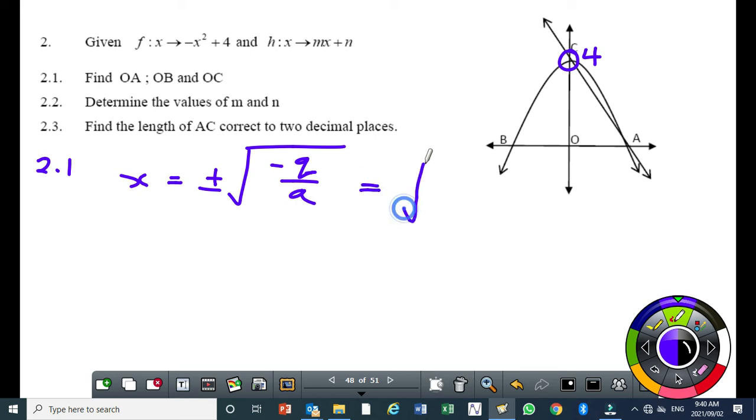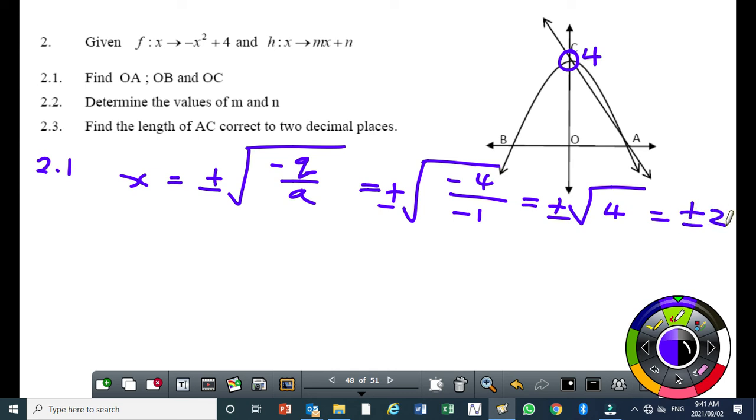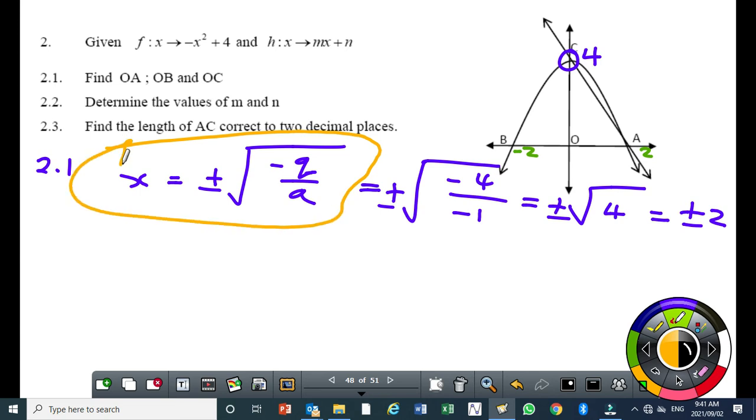So this becomes plus or minus the square root. q is 4, so you get minus 4, and a is minus 1. So eventually you get the square root of plus 4, which gives you plus or minus 2. Therefore, x is minus 2 at B, x is 2 at A. I hope you are following. I don't expect anybody to be surprised with this, where it came from, because I spoke about that.